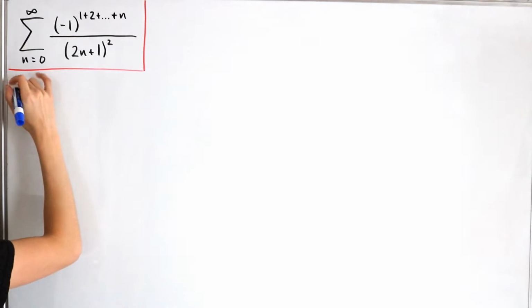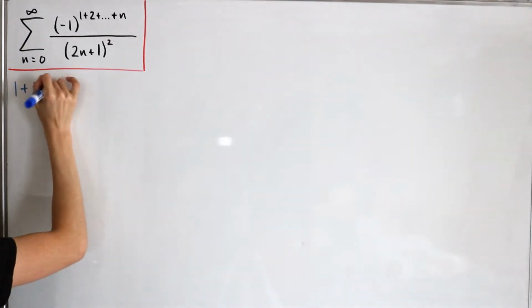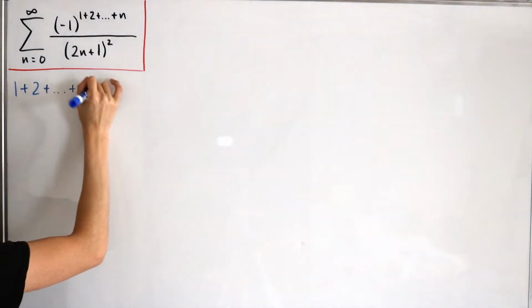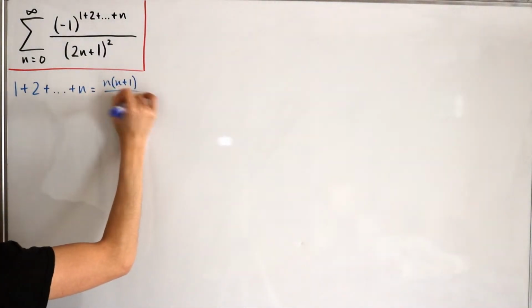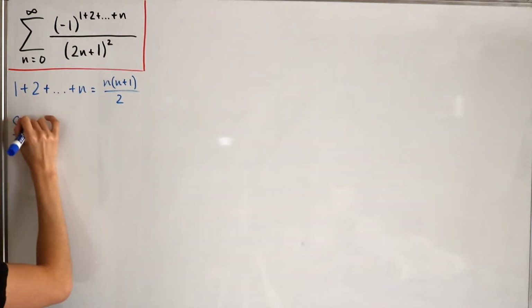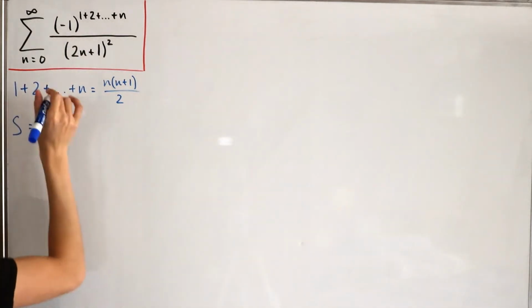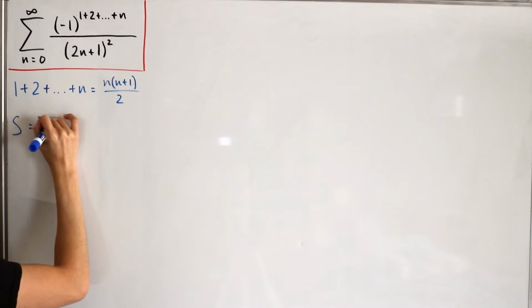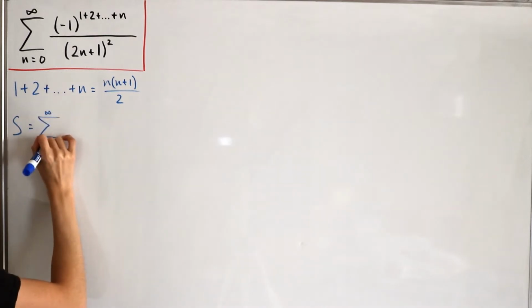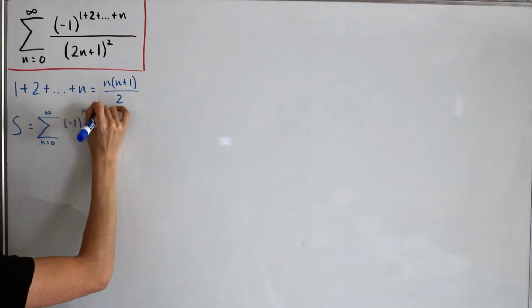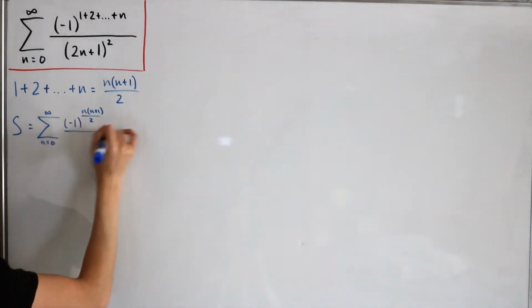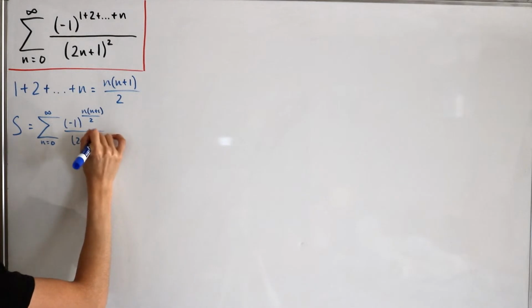As we noticed, I'll first write that 1 plus 2, our exponent, all the way up to plus n, is our special formula for the sum of the n natural numbers, so that's n times (n plus 1) divided by 2. I'm going to write S as our given sum, and I'll put in that new substitution. So far, this is the infinite sum of (-1) to the power n times (n plus 1) divided by 2, all being divided by (2n plus 1) quantity squared.